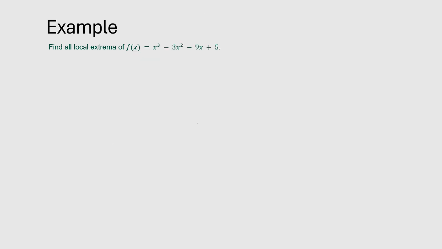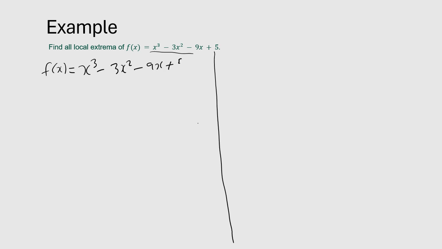So now we want to find all the local extrema of the following function. f of x is equal to this function. So the first step is, let's write it down: x cubed minus 3x squared minus 9x plus 5. So we want to find the local extrema, minimum and maximum. So the first step is to differentiate it.